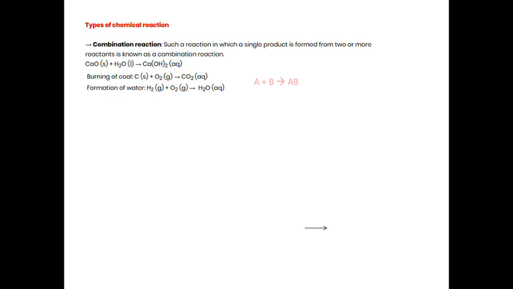Continuing to the next part, there are a few types of chemical reaction we have to study. Number one is combination reaction. As the name suggests, A plus B gives rise to AB, meaning two or more reactants combine to give a single product, and that is known as a combination reaction. A very easy method to remember it: remember only this formula, A plus B gives rise to AB. It can be A plus B plus C gives rise to ABC.